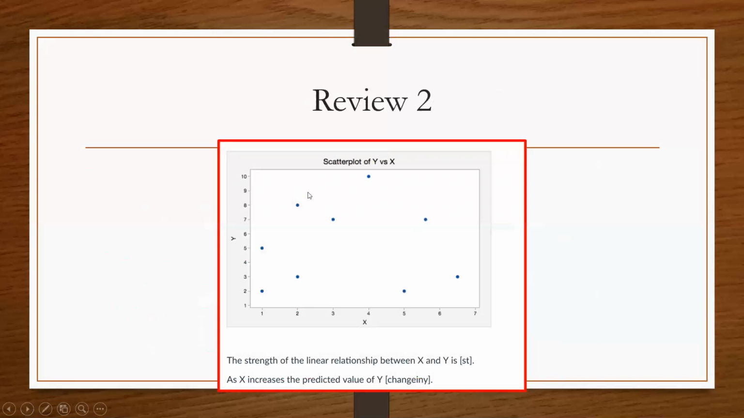Next up, here's a scatter plot. I want you guys to predict the strength of the linear relationship between x and y, and then finish this sentence: as x increases, the predicted value of y blank. I'll give you guys a little bit of time.